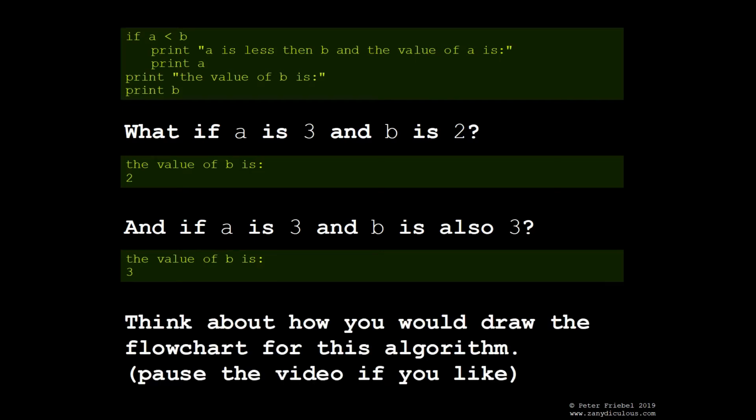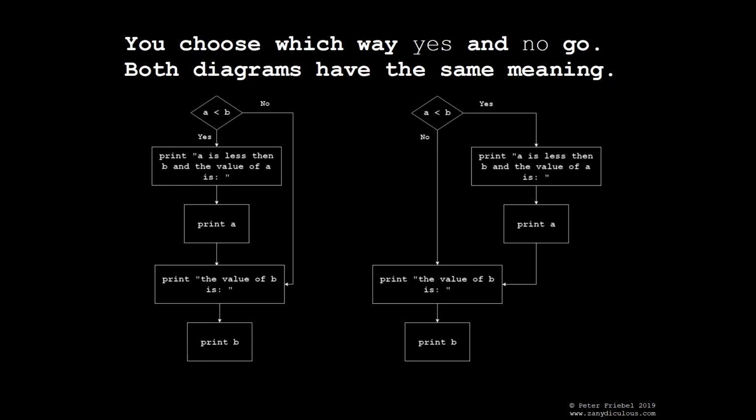Now think about how you would draw the flowchart for this algorithm. It should look something like this. You choose which way yes and no go. Both diagrams have the same meaning.